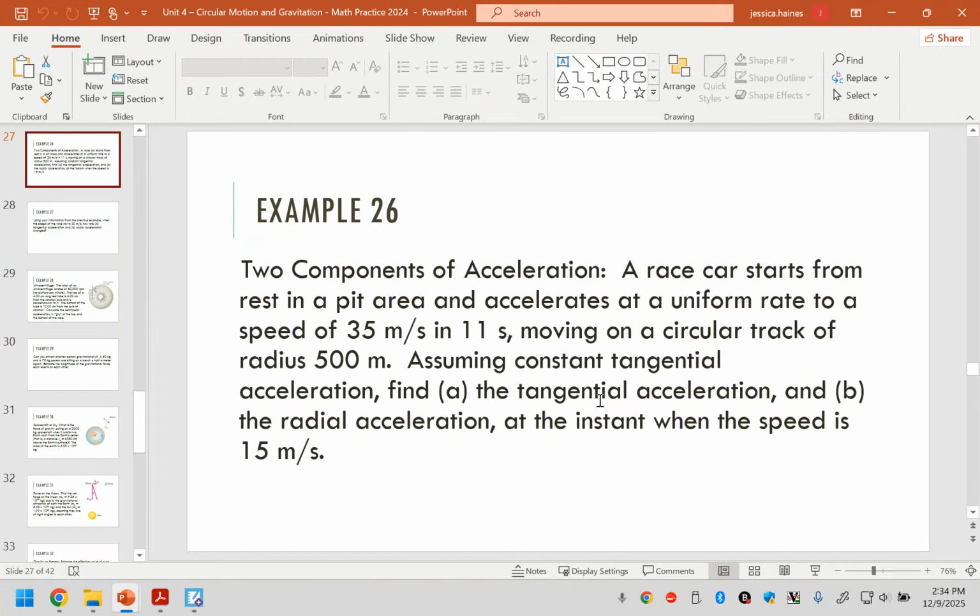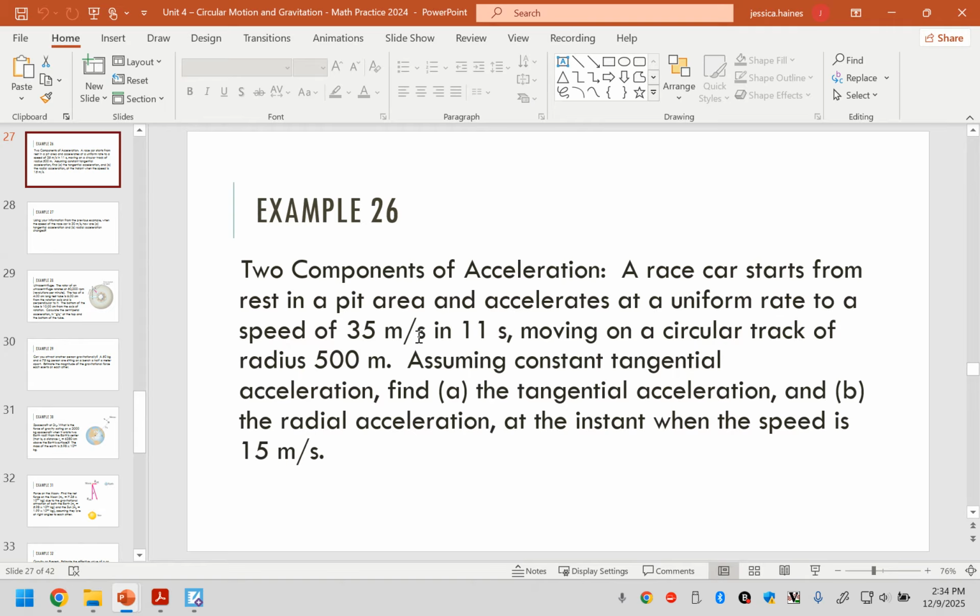So we talked about so far all the things that we've been doing are uniform circular motion. Uniform circular motion means the radius stays the same and the object travels at a constant velocity. But this problem gives you an example of a race car starting from rest in a pit area and accelerates at a uniform rate to a speed of 35 meters per second.